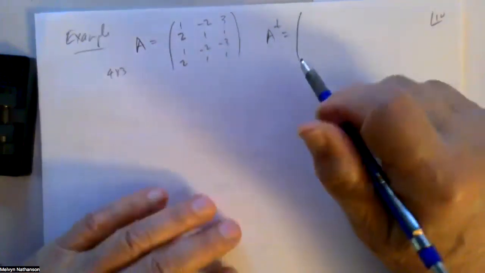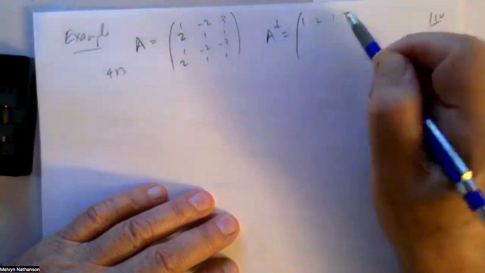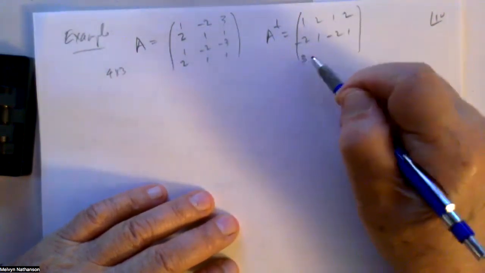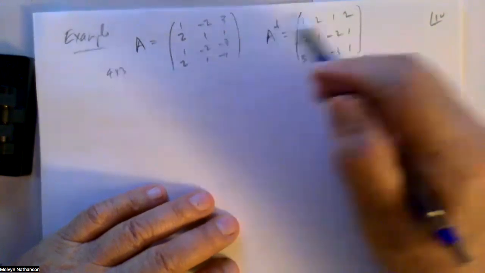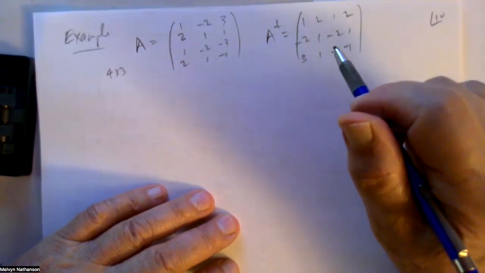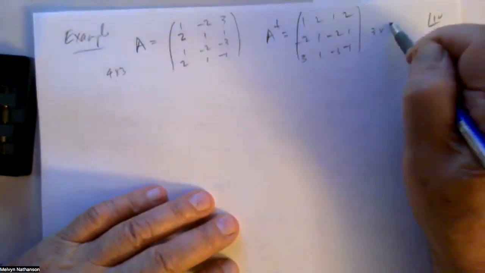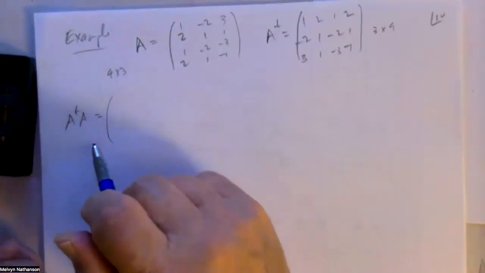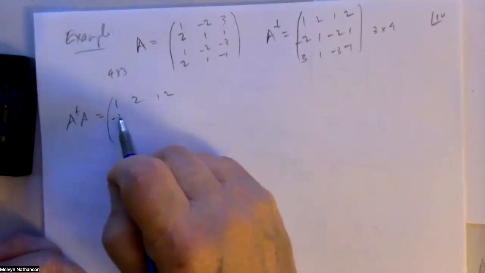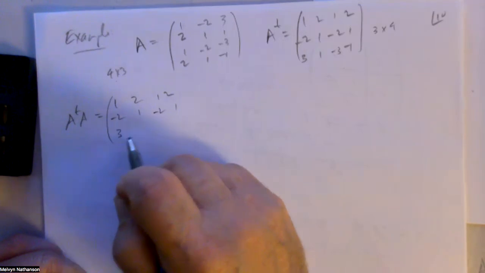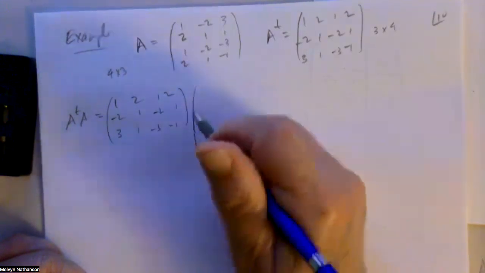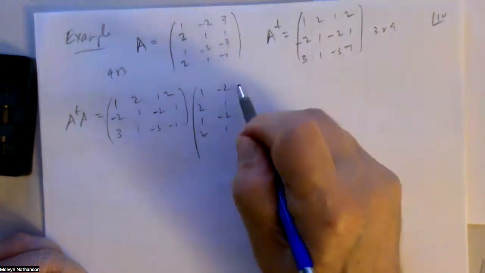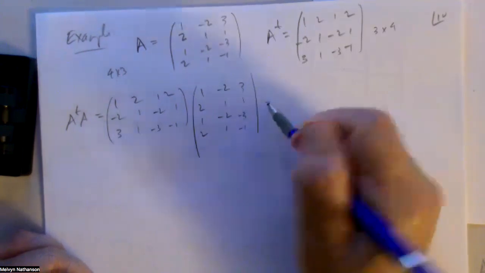And for the matrix A transpose, the first column becomes the first row. The second column becomes the second row. The third column becomes the third row. So this is 4 by 3. This is 3 by 4. If I take A transpose A, what do I get? So I have to do this matrix multiplication, A transpose times A.